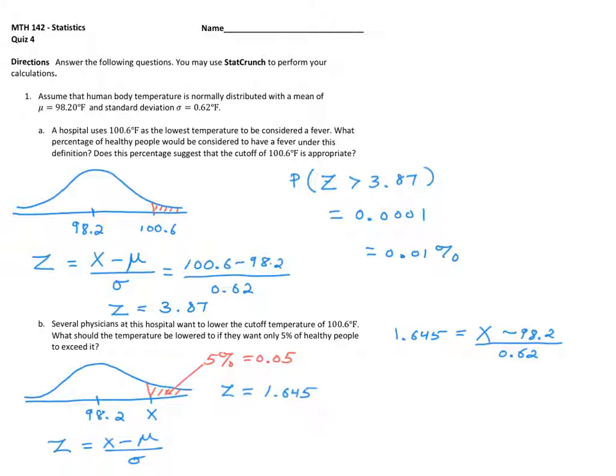So a little bit of algebra here. All I need to do is solve this equation for x. I'll first multiply both sides by 0.62. All right, and I get 1.0199 is equal to x minus 98.2. I'm now going to add 98.2 to both sides.